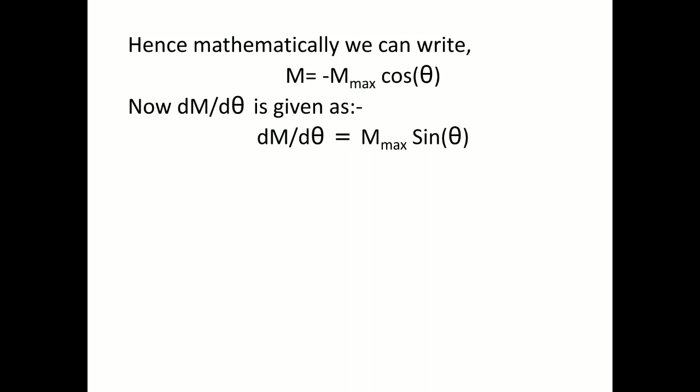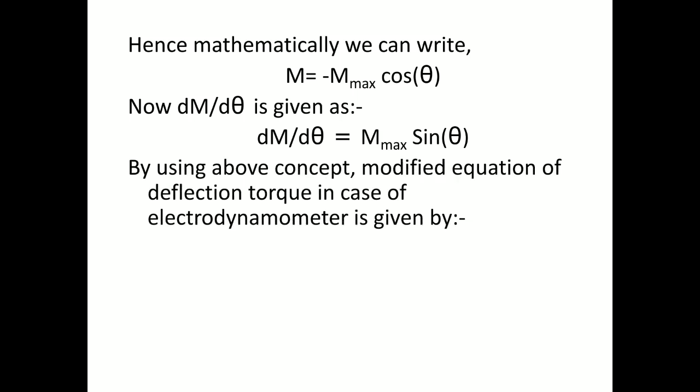If you use this particular logic, we can write the magnitude of deflection torque in the case of an electrodynamometer type instrument like this: T_d is equal to I1 into I2 into M max cos phi into sine of theta. Actually our previous equation is I1 I2 into cos phi into dM by d theta. Now instead of writing dM by d theta, we have replaced that term by the product of M max into sine of theta.